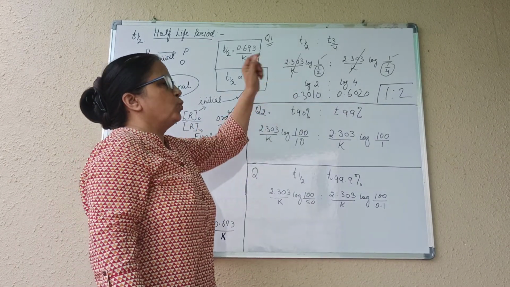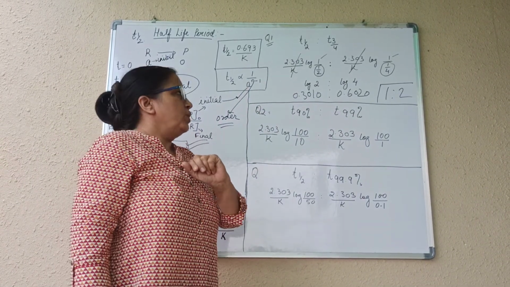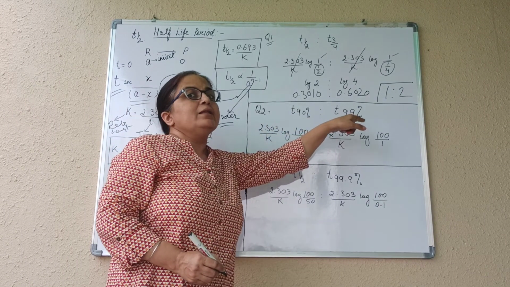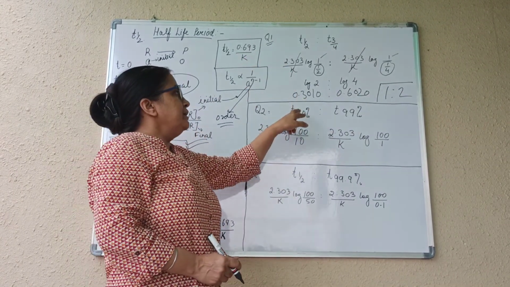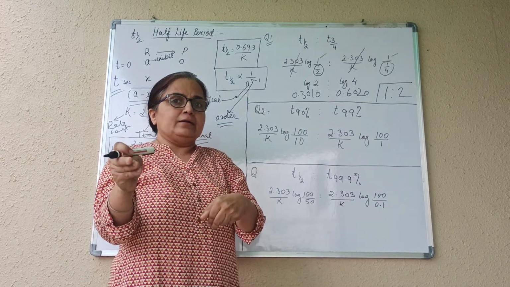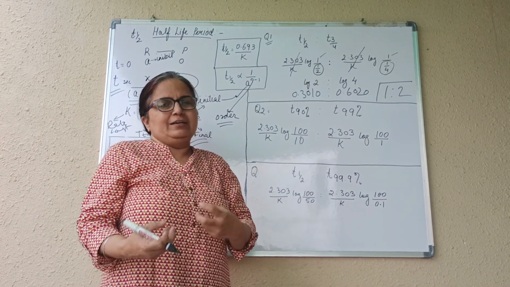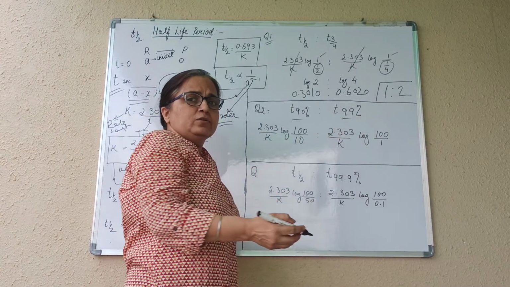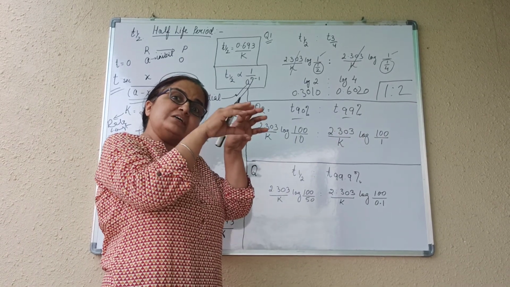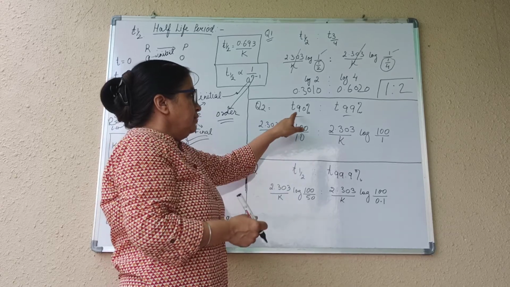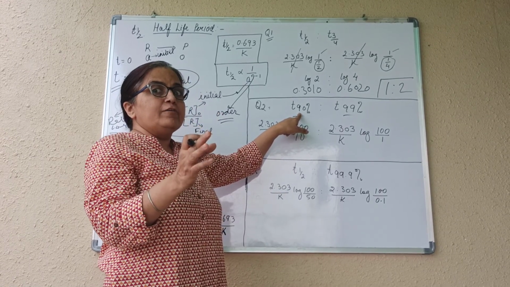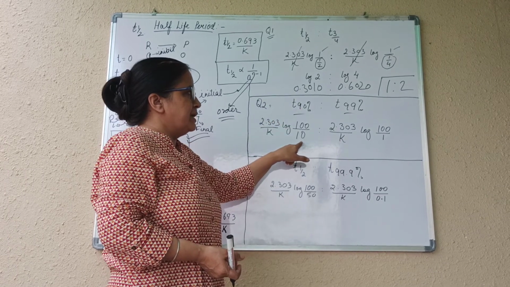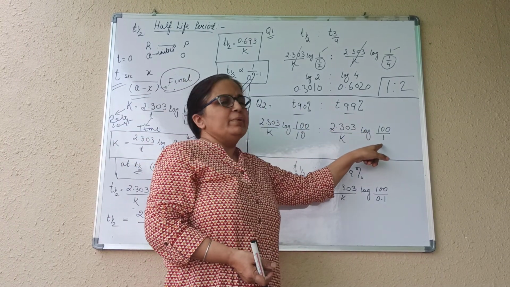That is the first question. Second question: you may be asked t90 is to t99. t90 means 90% reacted. How much is left over? 10%. If it is given in percentage, students, you will be taking initial as 100, and whatever has reacted, leftover will be 100 minus that. So 100 minus 90 is 10, and 100 minus 99 will be 1.